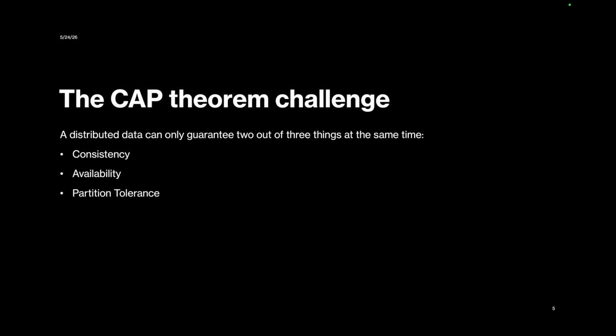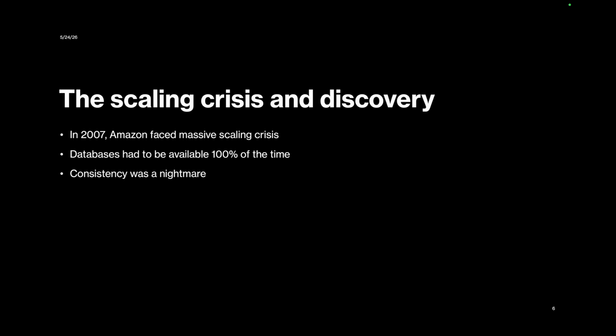The scaling crisis and the discovery. This wasn't just a theoretical problem. In 2007, Amazon faced a massive scaling crisis and published their famous Dynamo paper. They declared that databases had to stay available 100% of the time, even if servers disconnected. But this threw the nightmare of resolving conflicting data directly onto the developers. Engineers were writing thousands of lines of fragile code just to figure out whose edits should survive. State tracking was an algorithm nightmare.